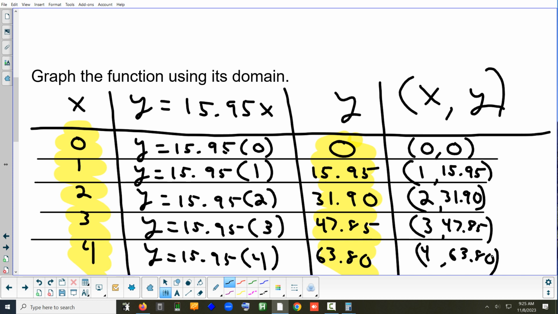Obviously, we got some decimals here, so like 47.85. Yeah, we'll just graph it like a little under 50. Right, so we'll do the best we can.